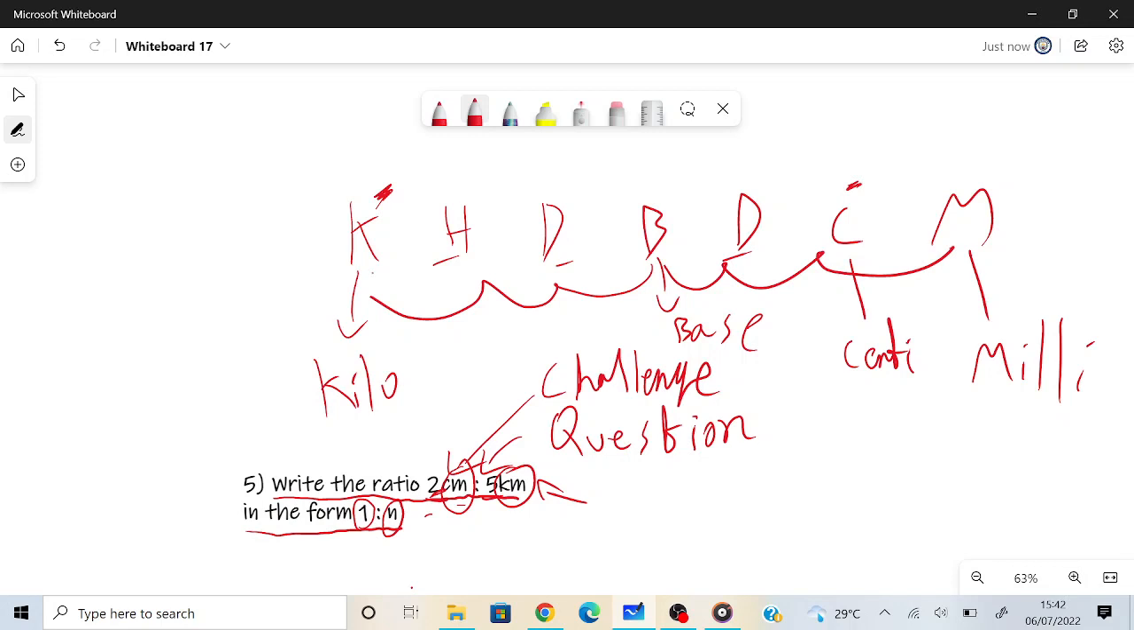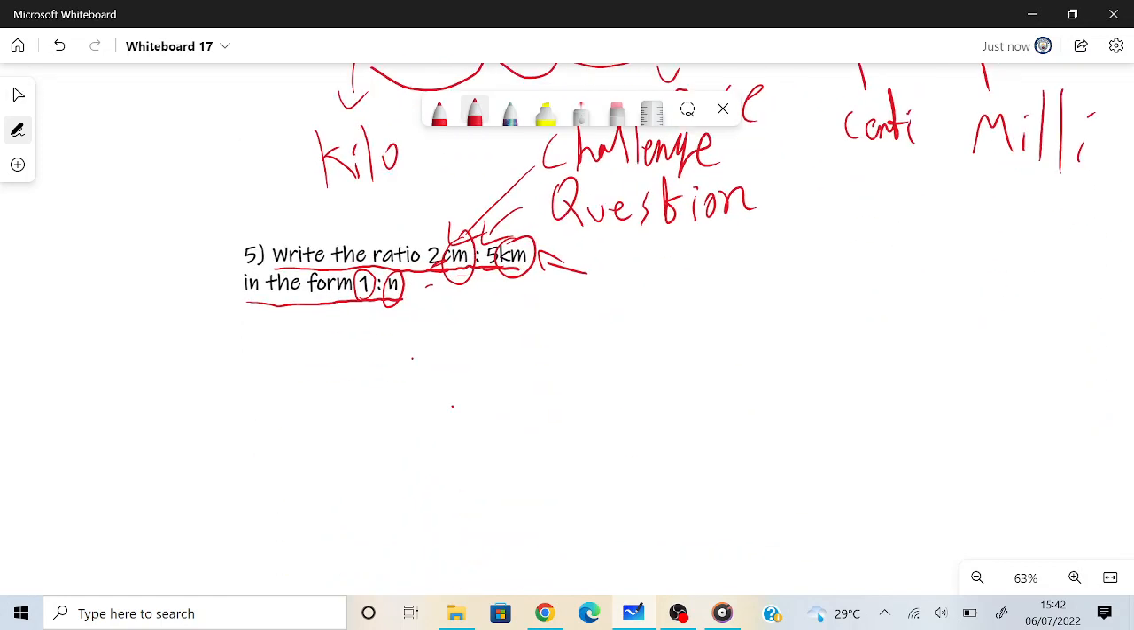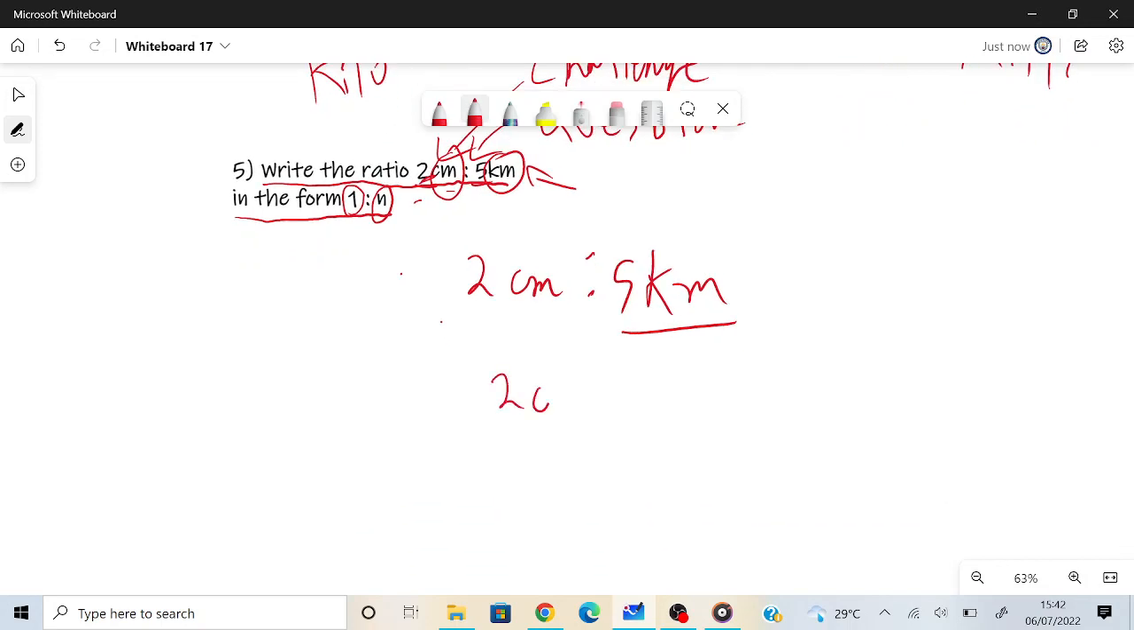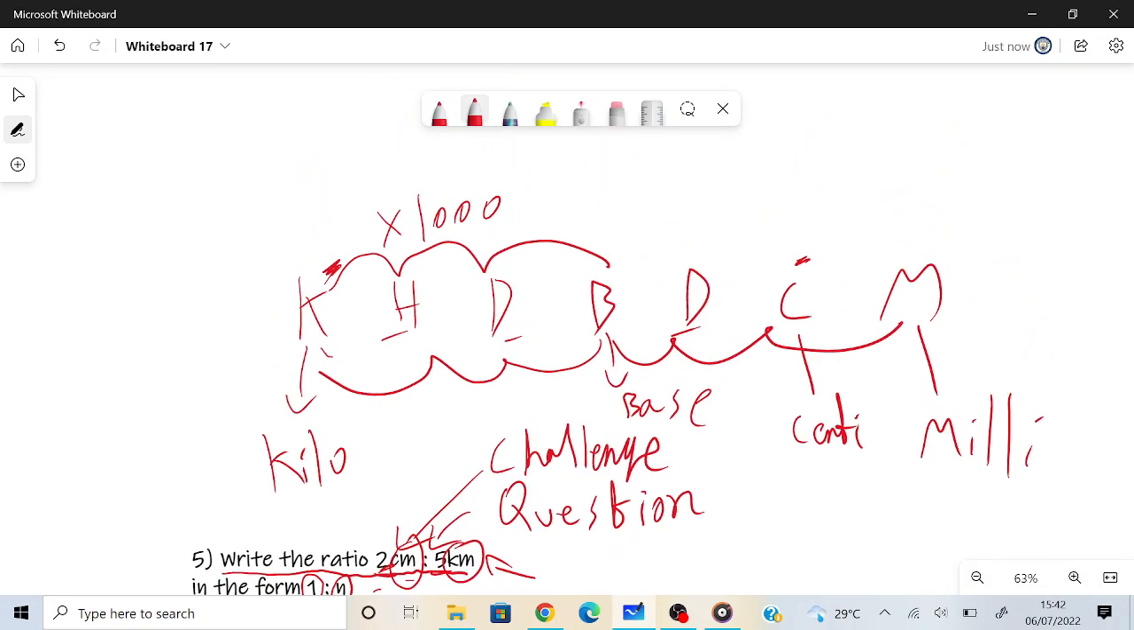So if I go 1, 2, 3, that brings me to base. So that converts kilometers to meters. And if I'm going 3 times to the right, I'm timesing it by 1,000. So let's do that first. So we have 2 cm to 5 km. Converting my 5 km to meters, I would now have 2 cm to 5,000 m. That's meters. But I want it in centimeters. So now from base, I would go to centimeters.